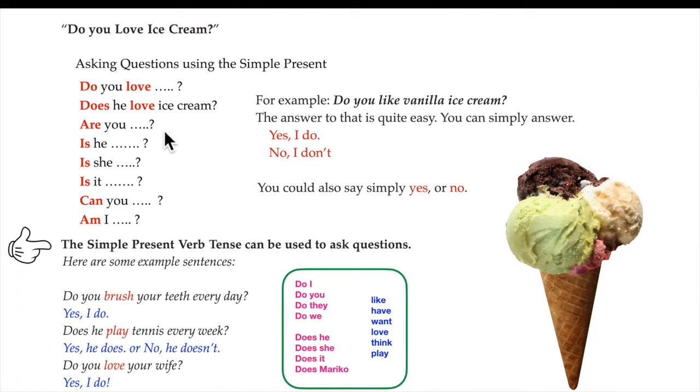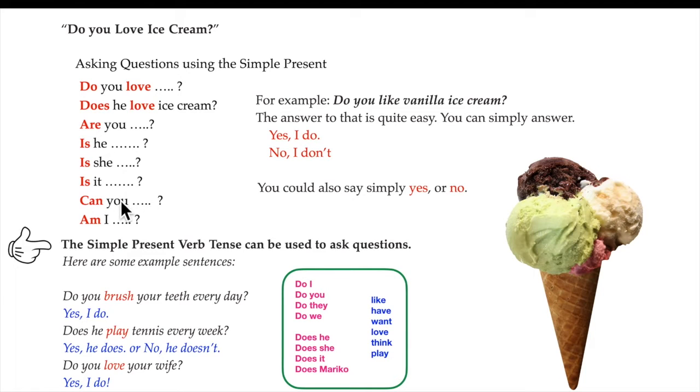It's the same. Are you? Are you happy? So we're using an adjective here. Yes, I am. No, I'm not. Is he? Yes, he is. No, he isn't. Do you notice that the order of the words change a little bit here? Is she beautiful? Yes, she is. No, she isn't. Is it 8 o'clock tonight? Yes, it is. No, it isn't.